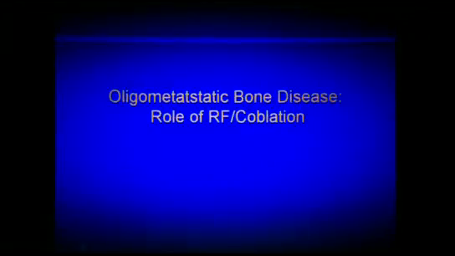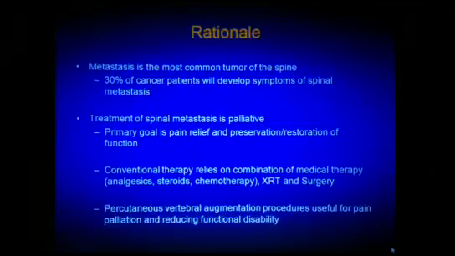What is the role of RF coablation for bone metastasis? Metastasis is the most common tumor in the spine. 30% of the patients will develop symptoms of spinal metastasis. What is our goal? Our goal is really pain relief and preservation and restoration of function. There are several ways in which this can be performed, whether it's with analgesic therapy, steroids or chemotherapy, radiation or surgery, or all other options.